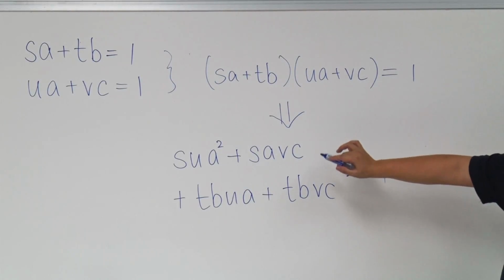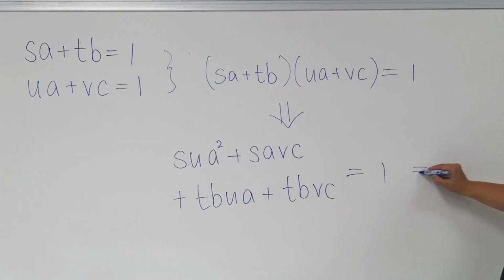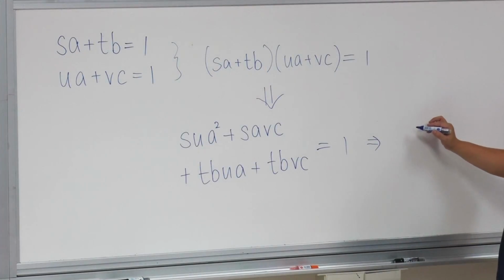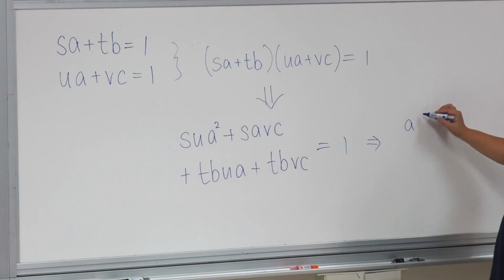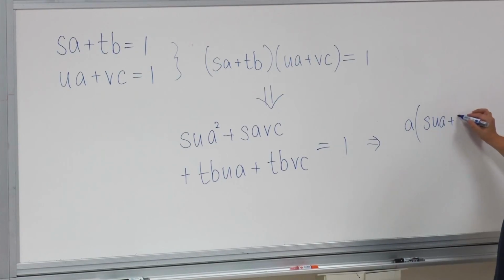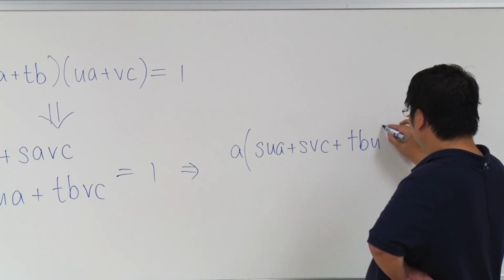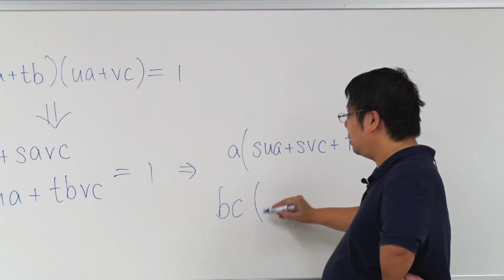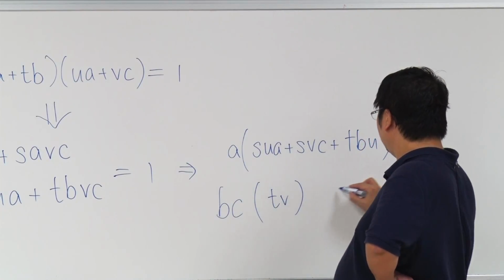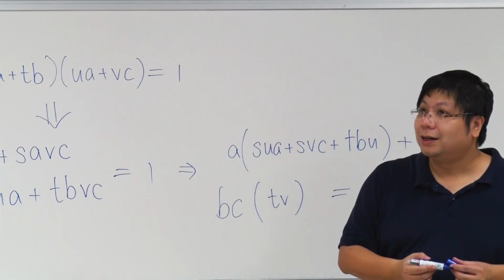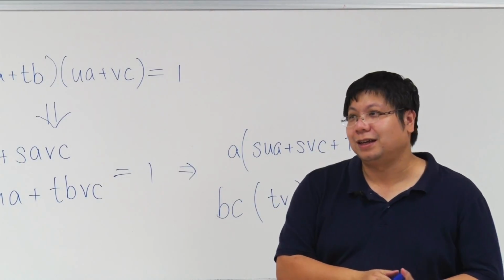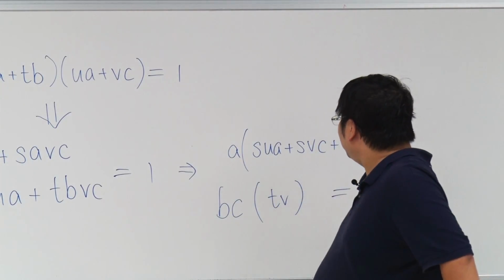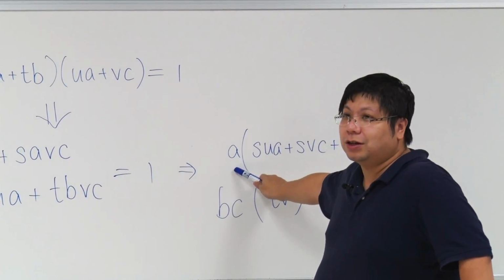So this one gives us this one. But then we will rearrange them so that this looks more suitable for our proof. So we will get something like A times (SUA plus SVC plus TBU) plus BC times TV is equal to 1. Is that okay? Well, so complicated, yeah. But then we find that 1 is a linear combination of A and BC.